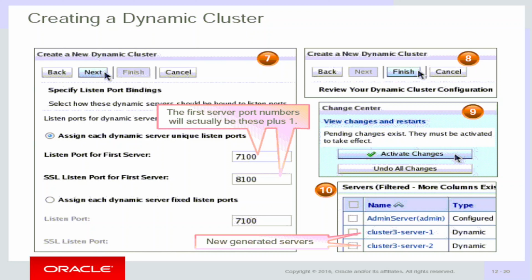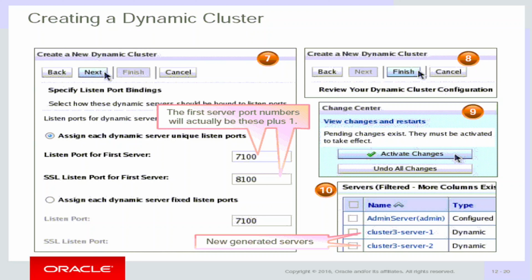And if we click on Next, we will see assign each dynamic server, specify the listen port binding, and there are two options we can have. The first option says assign each dynamic server a unique listen port, or we can also have a fixed listen port. Once we choose a unique listen port, we need to provide a base listen port. Suppose we are providing 7100, and we have two managed servers. So the managed servers would be allocated ports like 7101, 7102.